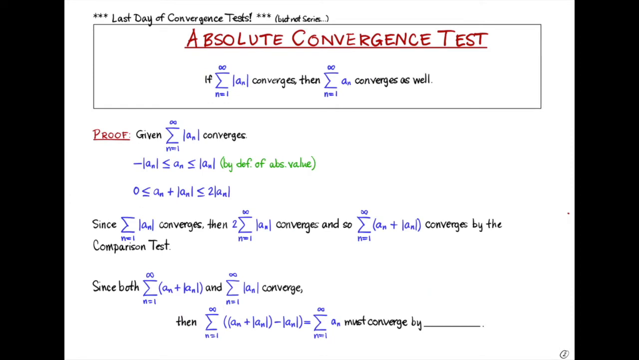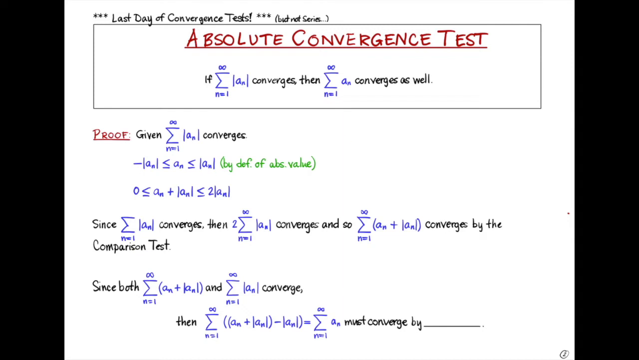The absolute convergence test tells us if we have the sum of the absolute value of a sub n, and we know it converges, then the series a sub n converges as well. And we can prove this using the comparison test. So let's start with the absolute value of a sub n. By definition of absolute value, we know that it's bound by the negative absolute value of a sub n below and above by the positive absolute value of a sub n.